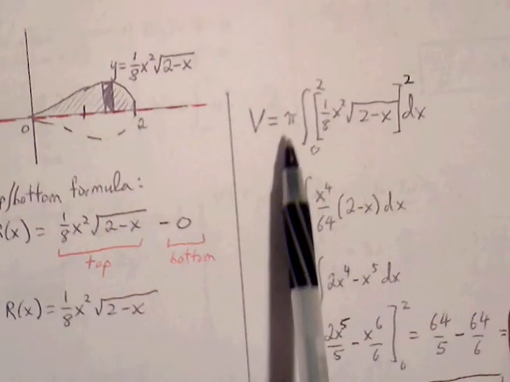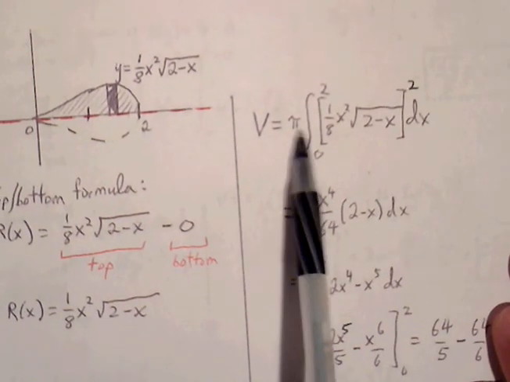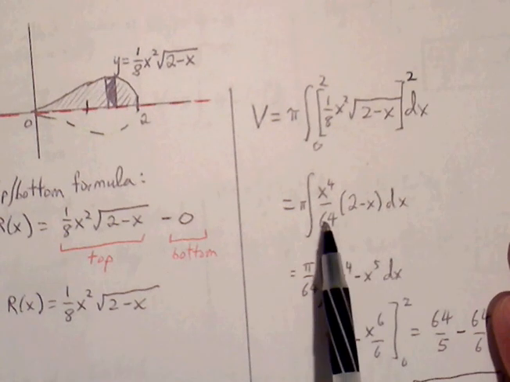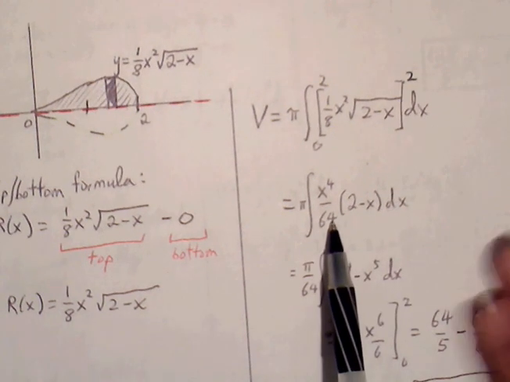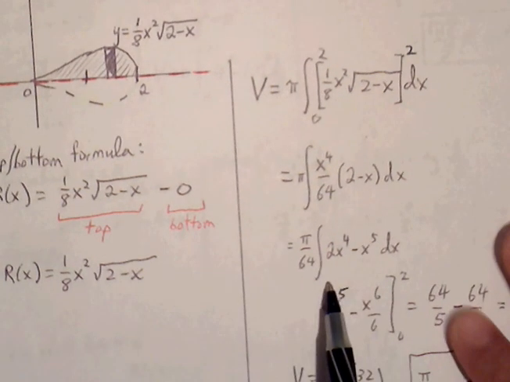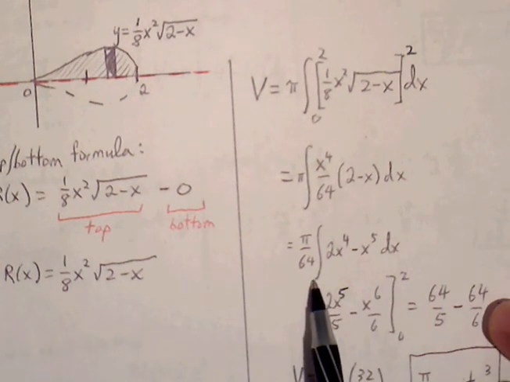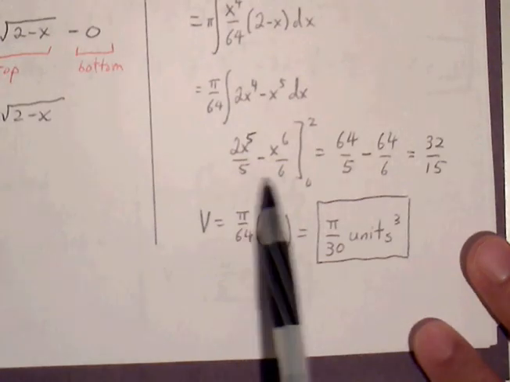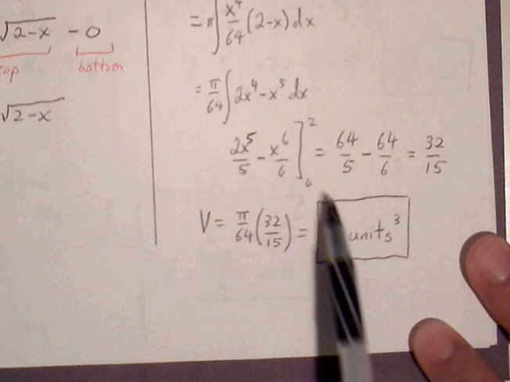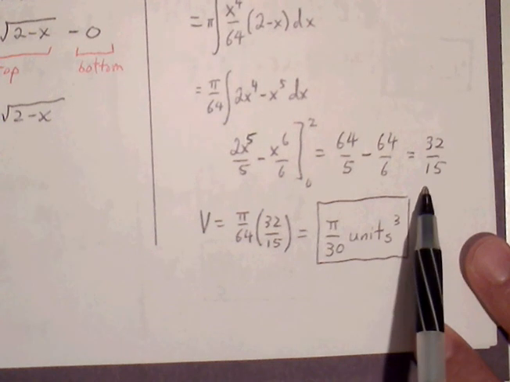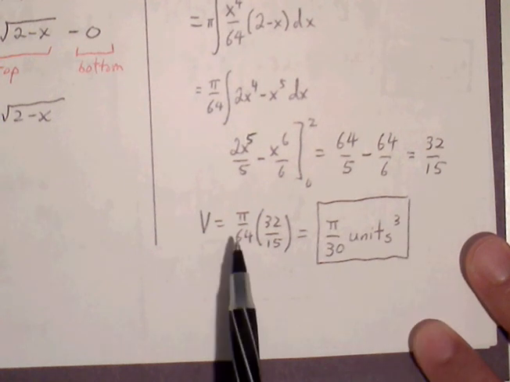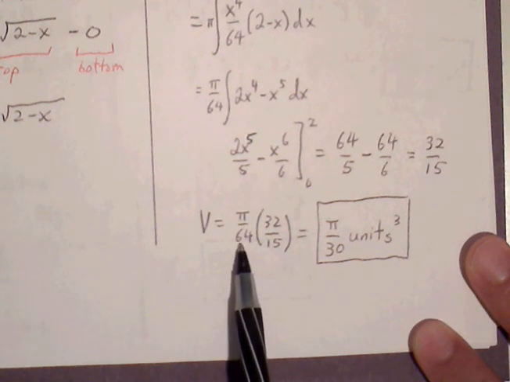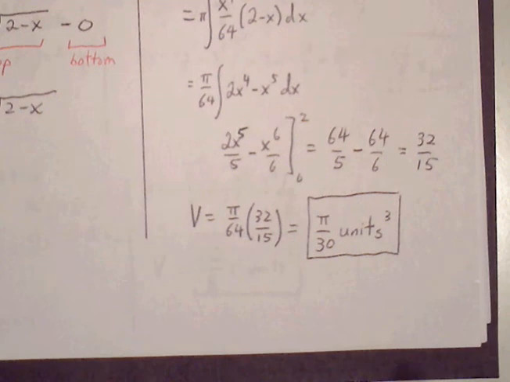Okay, from here, we plug into our formula, pi r squared. If we square everything inside, we're going to get x to the 4th over 64 times 2 minus x. Pull out the coefficient, pi over 64, go through power rule on the inside here. And once we're there, then plug in upper and lower bounds. Simplify to be 32 over 15. But don't forget, there's that leading coefficient, pi over 64, that we have to include in our final answer. Simplifies to be pi over 30 cubic units as our volume.